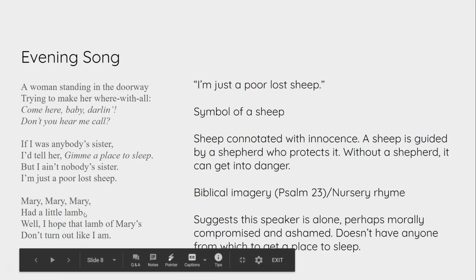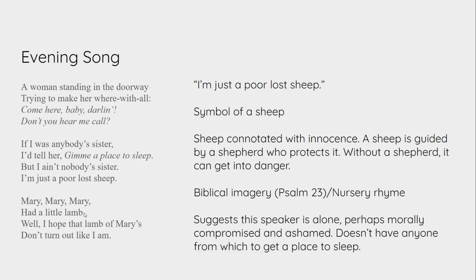So when we look at this, we notice that a poor lost sheep seems to be a symbol here. It is something that has a literal meaning, but also a figurative meaning underneath. So this is the symbol of a sheep, and when we think about a sheep, we notice that it's connotated with innocence. A sheep is guided by a shepherd who protects it, and without a shepherd, it usually gets into danger. And we know this because of different biblical imagery that we have seen. If you've read Psalm 23, it says the Lord is my shepherd, and then talks about how the Lord goes and prevents the sheep from wandering off. It gives the sheep all it needs.